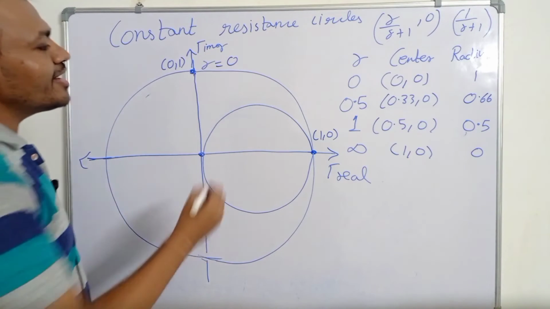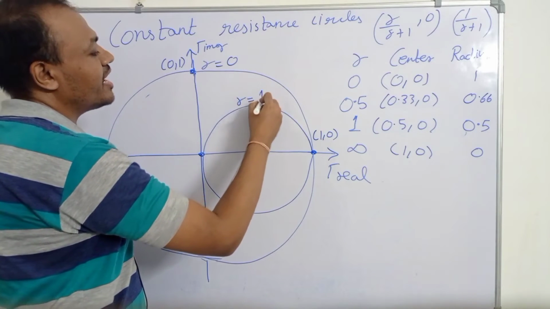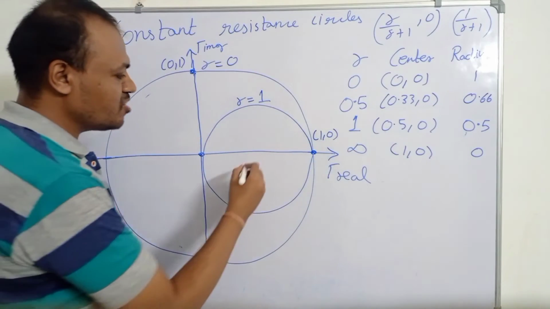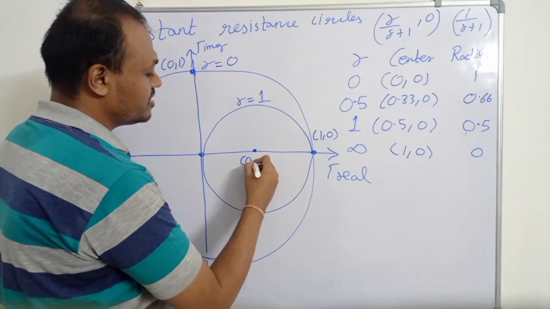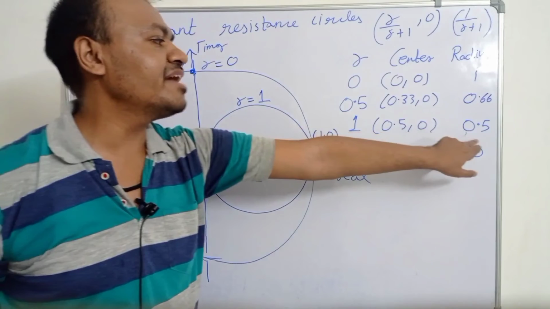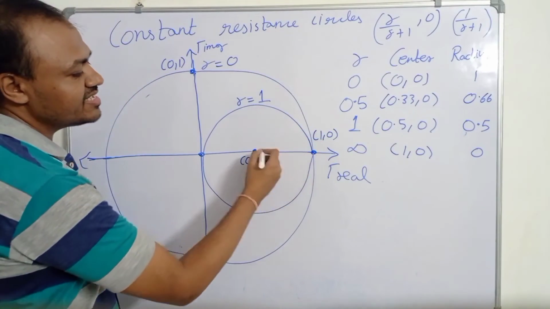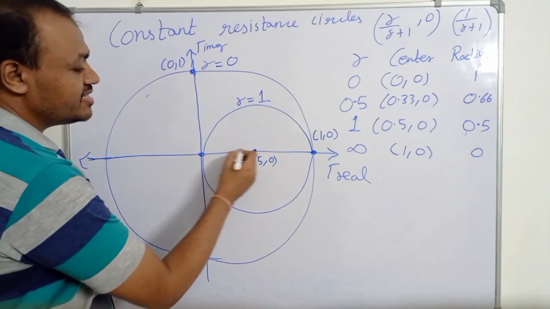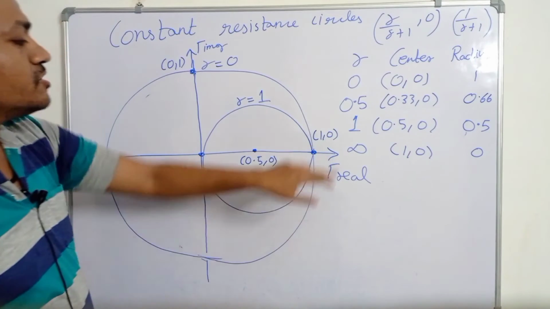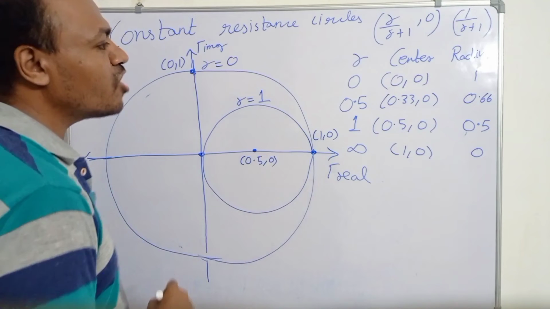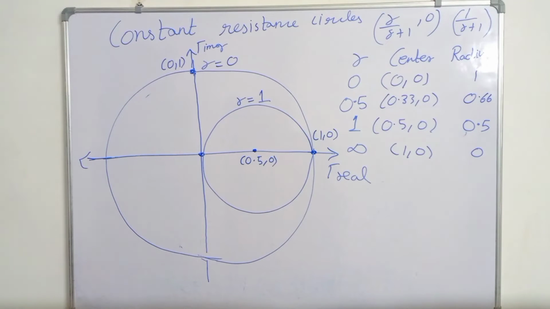This is the circle for r equal to 1. As you can see, for r equal to 1, the center is 0.5 comma 0 and radius is 0.5. So this distance is 0.5 and this distance is also 0.5. The shape of this r equal to 1 circle will be like this. It will also touch the 1 comma 0 point.